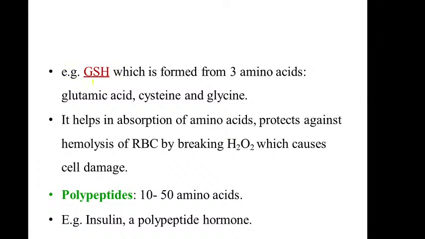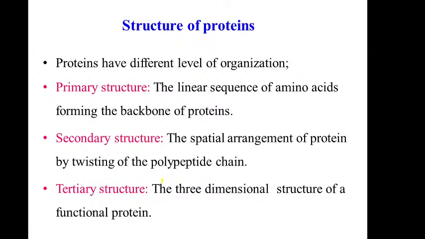Then we have another example formed from 3 amino acids, which is GSH. It is glutamic acid, cysteine and glycine. It helps in the absorption of amino acids and protects against hemolysis of RBCs by breaking down H2O2, which causes cell damage. Similarly we have insulin, which is also a polypeptide hormone. It is made up of 10 to 50 amino acids, which join together to form the polypeptide insulin.